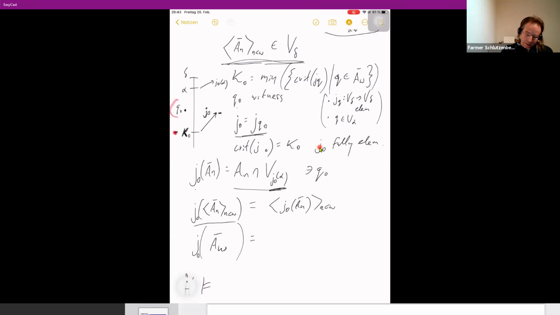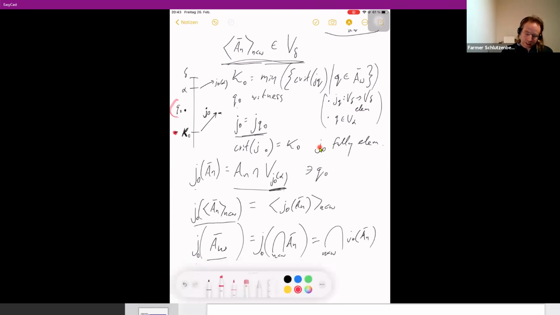And J0 then of A bar omega. So A bar omega is just the intersection of the A bar n's. So this is the J0 of the intersection, n less than omega, of A bar n. And this is just the intersection, n less than omega, of the J0 A bar n's. Okay, and I know that Q0 is in each of these, and so Q0 is in here as well.